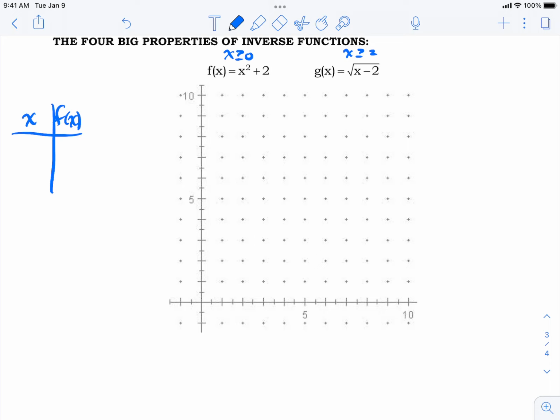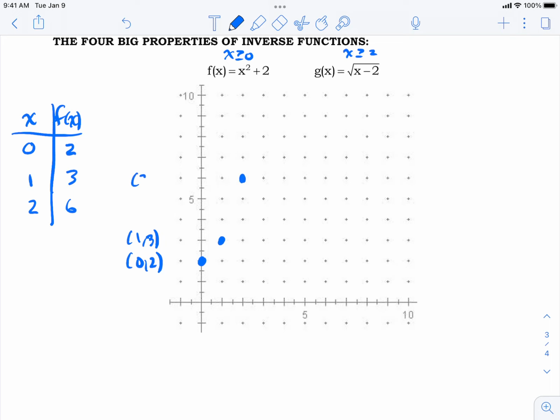Now we're only allowed to plug in things that are greater than or equal to 0, so let's not plug in any negatives here. If I plug in a 0, 0 squared plus 2 is a 2. If I plug in a 1, 1 squared plus 2 is a 3. If I plug in a 2, 2 squared plus 2 is a 6. Okay, that's good enough. So I've got the point (0, 2), which I'll list right here. I've got the point (1, 3), which I'll list out here for reference. And I got the point (2, 6).